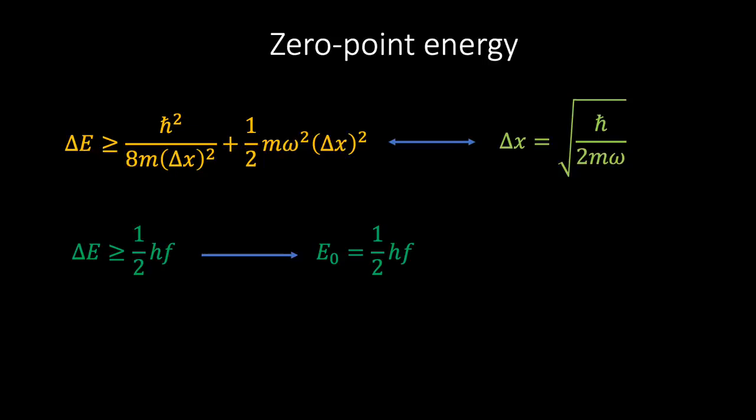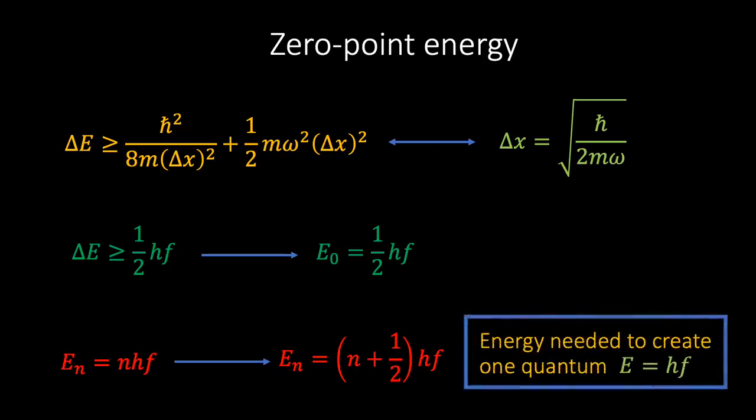In the context of our analysis, we therefore need to modify the quantum energy expression for a quantum oscillator. Instead of E equals nhf, we should factor in the zero-point energy and write E equals (n plus half) times hf. Note that the amount of energy required to add one quantum of oscillation is still hf as before.